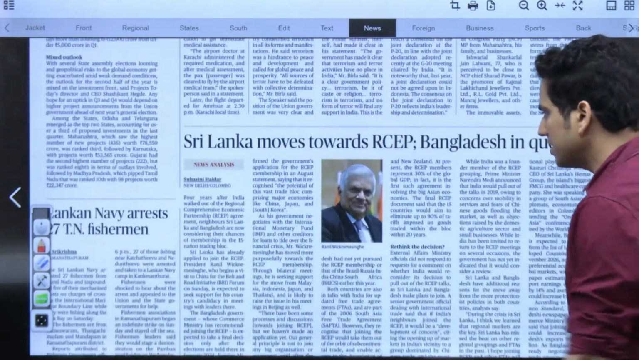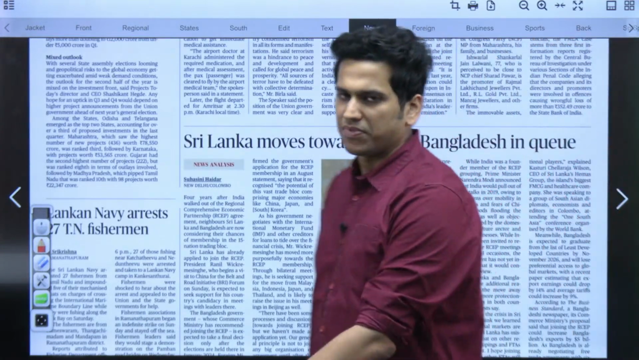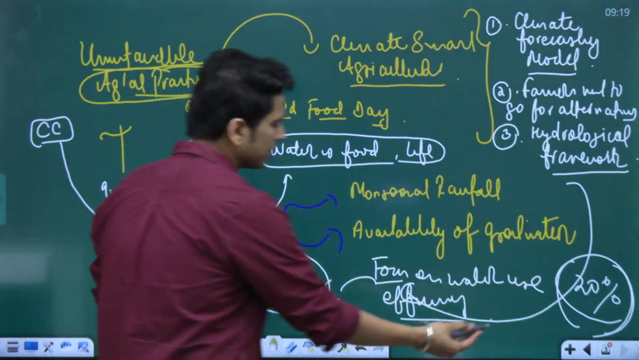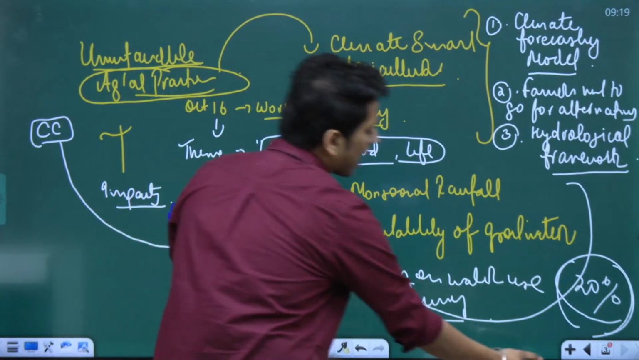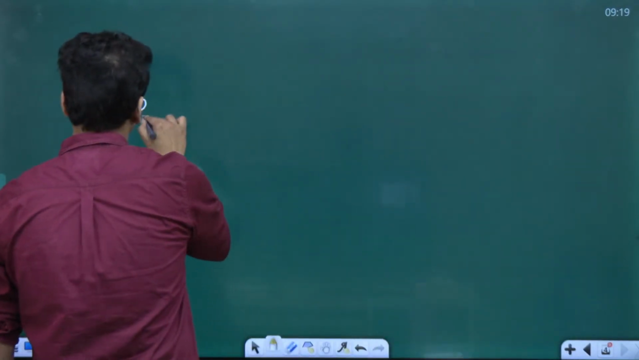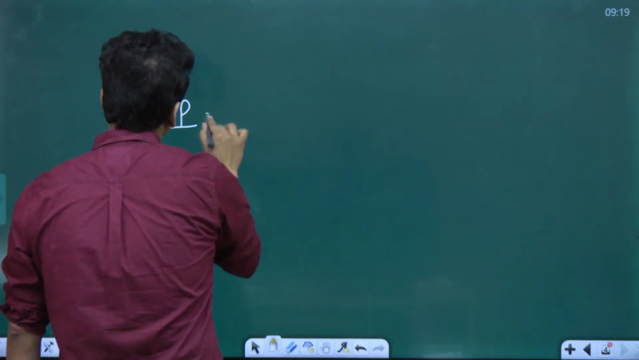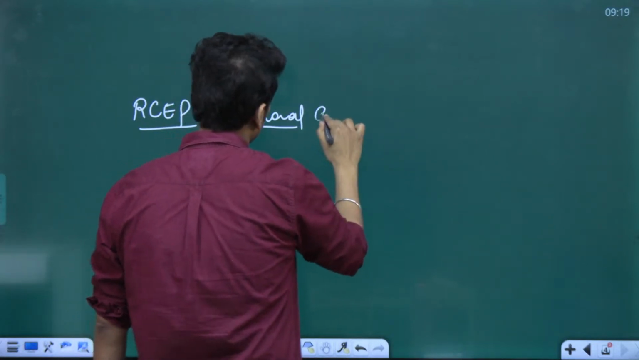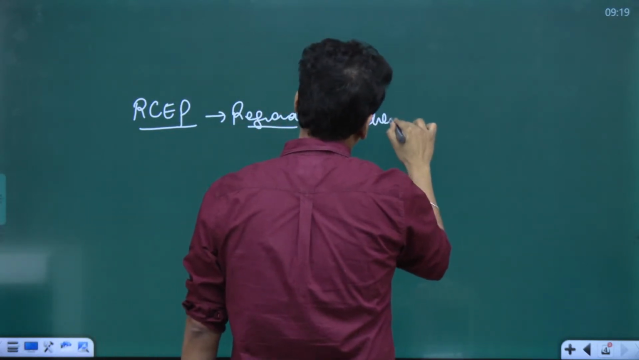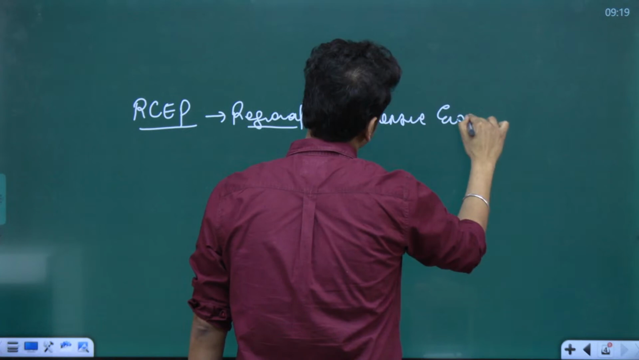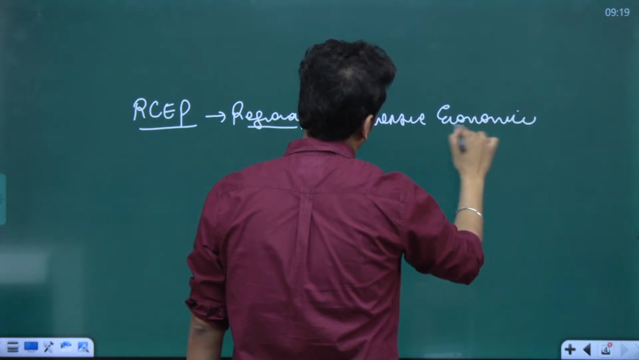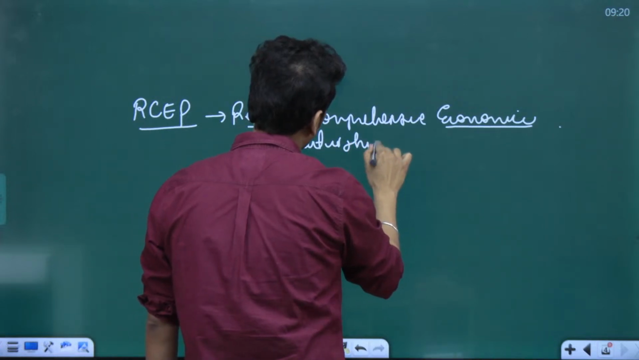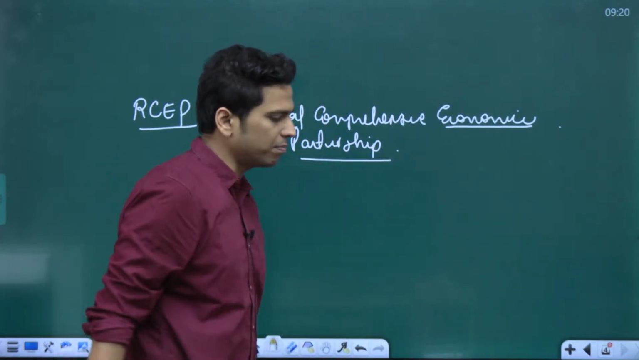Now this particular article is very interesting: Sri Lanka moves towards RCEP, Bangladesh in QE. One of the things we need to understand is that RCEP is the Regional Comprehensive Economic Partnership. It has countries like New Zealand, China, Japan, and ASEAN. These are the countries that are part of this Regional Comprehensive Economic Partnership.